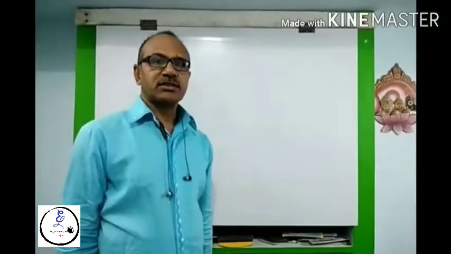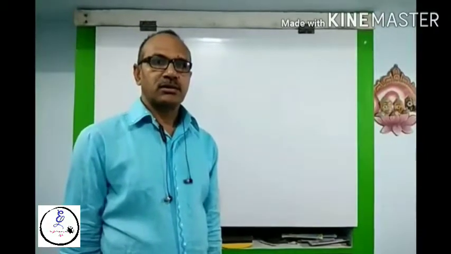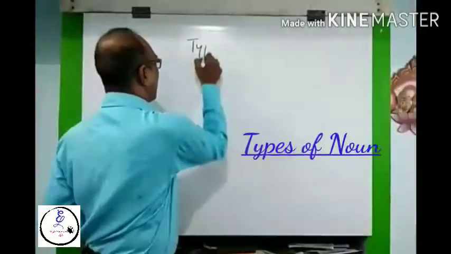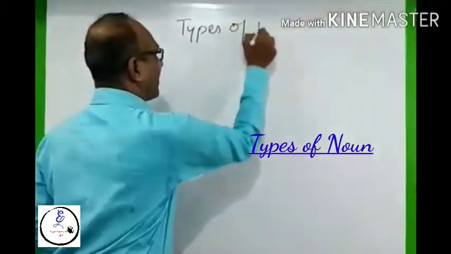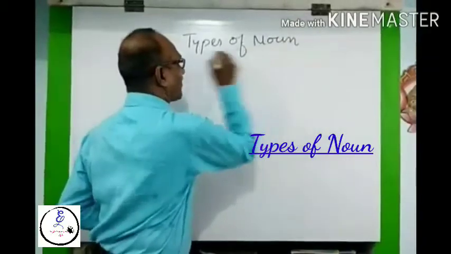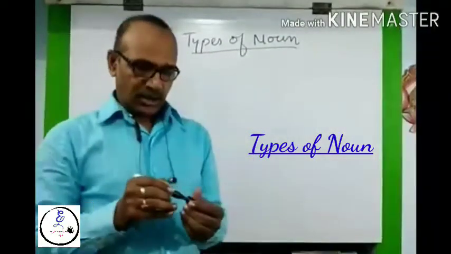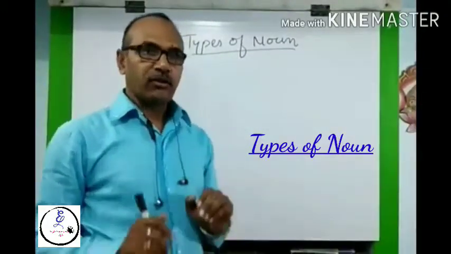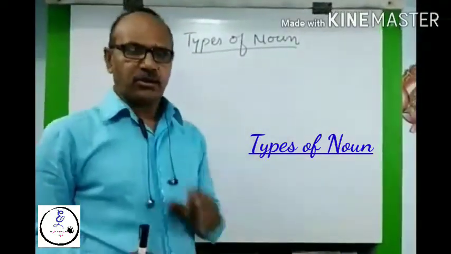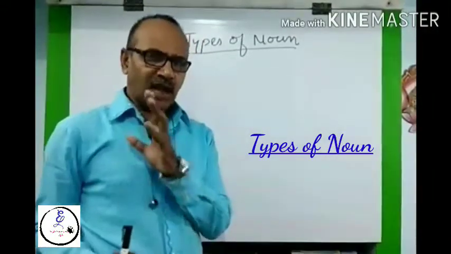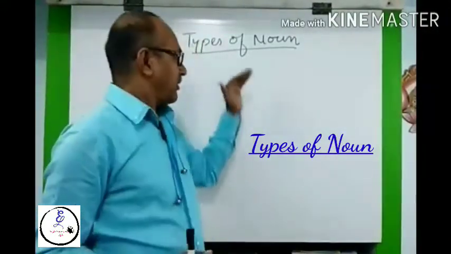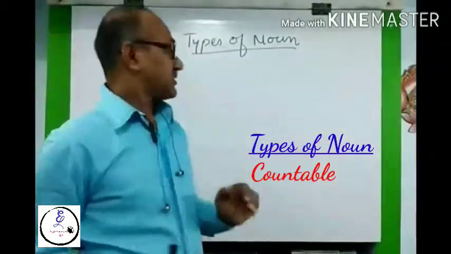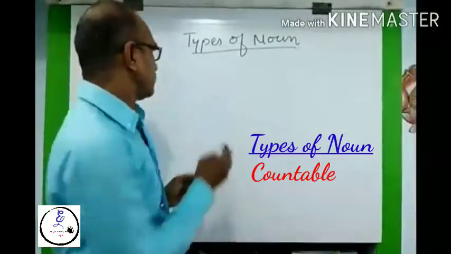Today we are going to discuss types of noun. In the earlier class, we discussed kinds of noun, and today we will discuss types of noun. So, what is the difference between kinds of noun and types of noun? From this, we will understand. Kinds of noun are 5, but types of noun are 2.